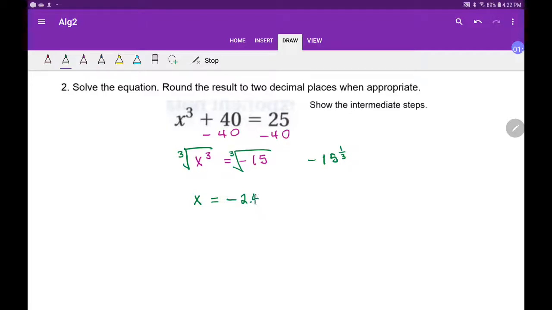2.4, 2 decimal places they want. It says 662, so I'm going to say 2.47. So that's what x equals.